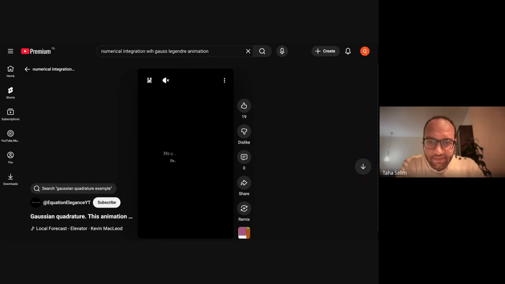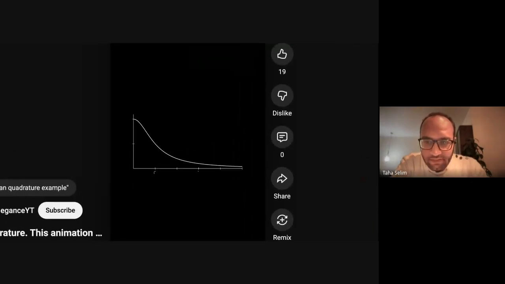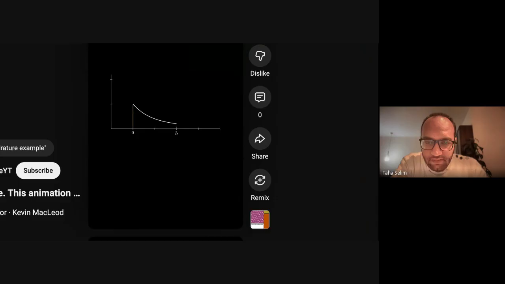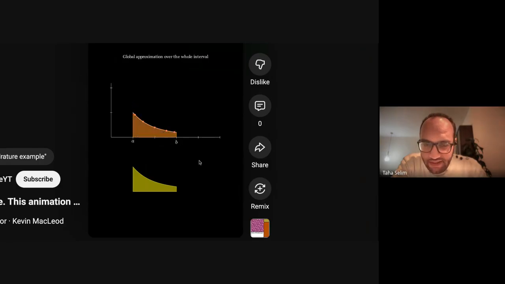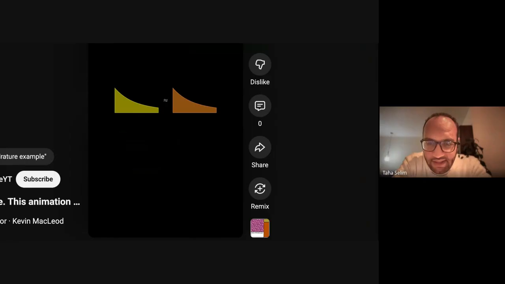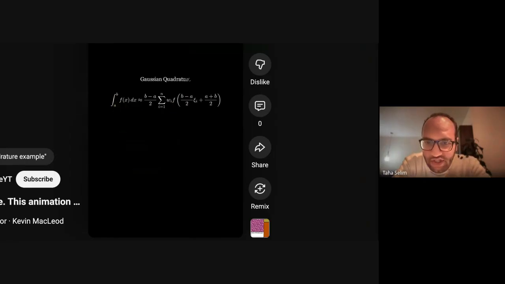Yes. You see now, this is a given function. And you wanted to integrate from here to there. So this is your area. Now you sample. You see the function is sampling the behavior. So it goes here by the weights and they make this sampling, and then you can approximate the integration using less number of points.